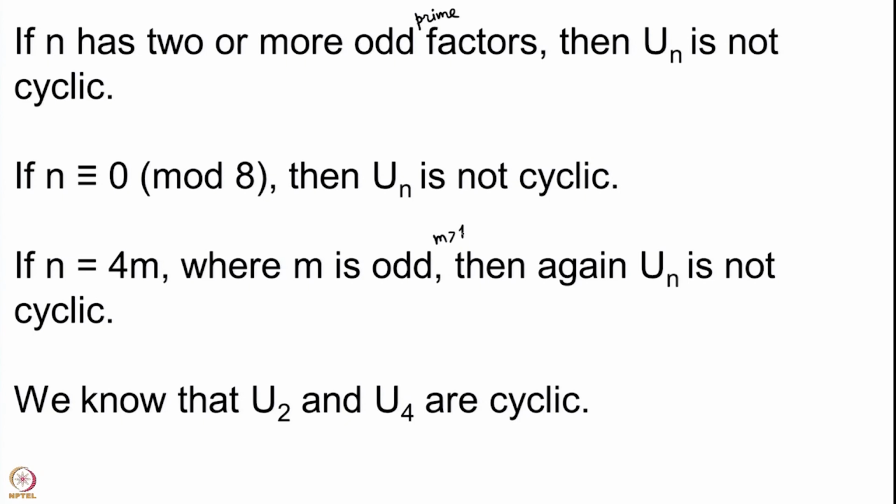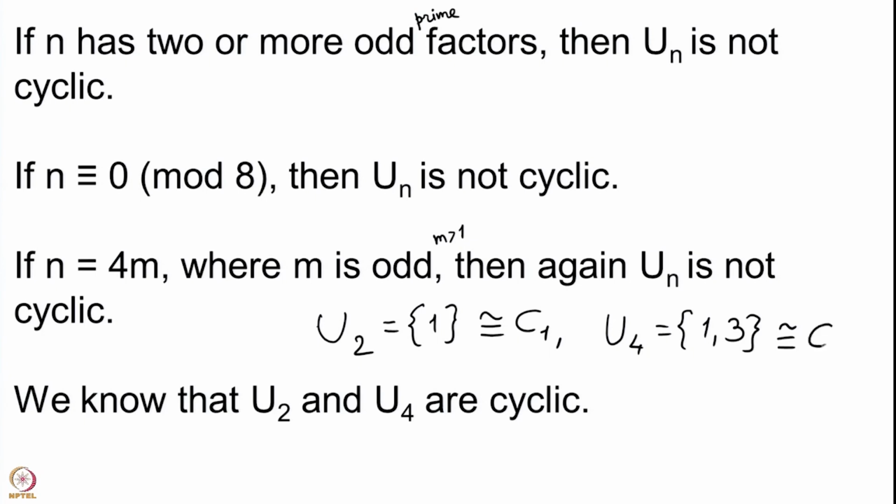These are cyclic. This is something that we can easily see. So, U_2 for instance is the trivial group, and therefore it is isomorphic to C_1, and U_4 has only 2 elements 1, 3, and therefore it is isomorphic to C_2. So, both U_2 and U_4 are cyclic. So, the only remaining cases now are where you have 2 divides the number n, no higher power of 2 divides n, and the only other prime factor is a single odd prime.